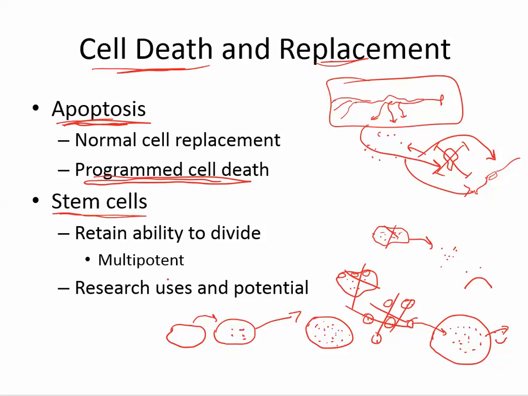Okay, and then research uses and potential. We've heard a lot about stem cell studies where if you put stem cells in, they can maybe replace lost neurons. Because right now, once these guys are gone, they're not really replaced, at least not in the central nervous system. Okay, so that's all we have for cells.